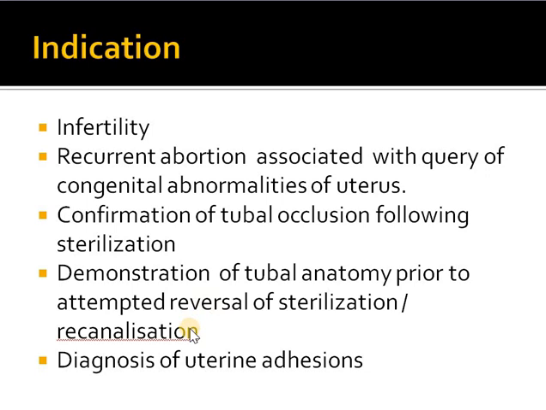Secondly, to see the area where the tubes had been blocked. As we know, the tubectomy operation is done at the junction of isthmus and ampulla. So we check where the tubes were blocked, at which location, and the current situation of the fallopian tube. Then next is to diagnose uterine adhesions. In these HSG reports we are able to see the adhesions inside the uterus also. The next is where this procedure is contraindicated.